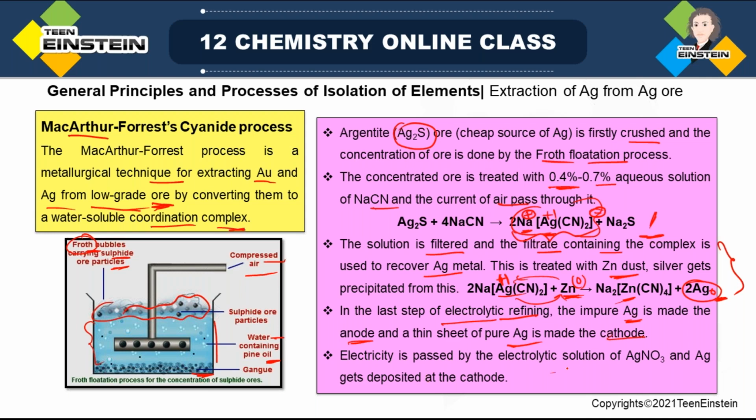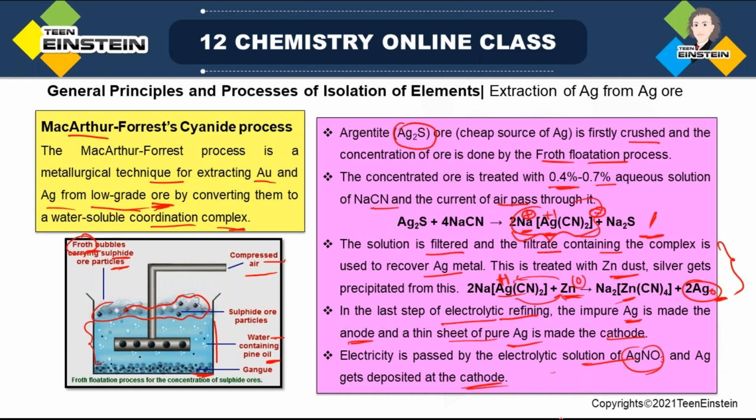Electricity is passed through the solution of silver nitrate. This is the electrolyte, and silver gradually will be deposited at the cathode. So the cathode, that is the thin sheet of pure silver, will be increasing in size gradually, and the anode will be corroded. That is, the impure silver in place of the anode will be gradually corroded.